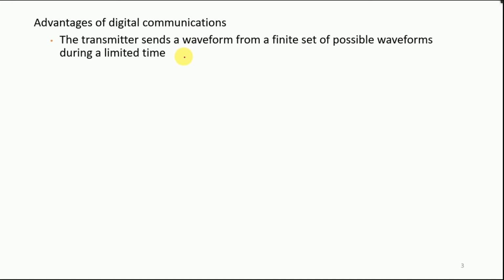So let us revisit some of the advantages of digital communication over analog communication. First and foremost, we know that the transmitter sends a waveform from a finite set of possible waveforms during a limited time. What this means is that whatever you're sending is either in terms of zeros or ones. So you have a finite set of possible waveforms that would be transmitted.